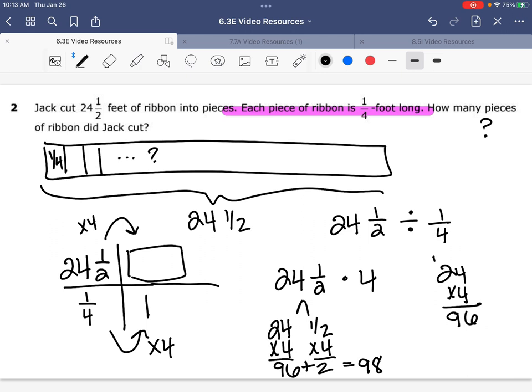So when I multiplied 24.5 times 4 right here, I get 98, which means it has been cut into 98 pieces of ribbon.